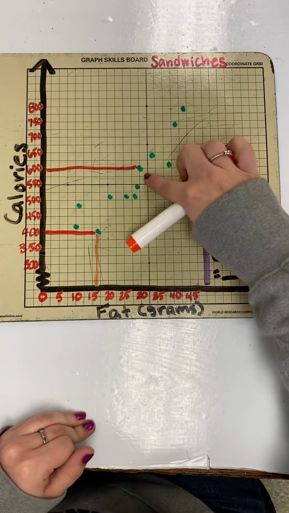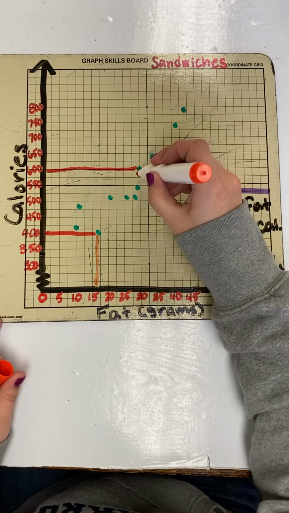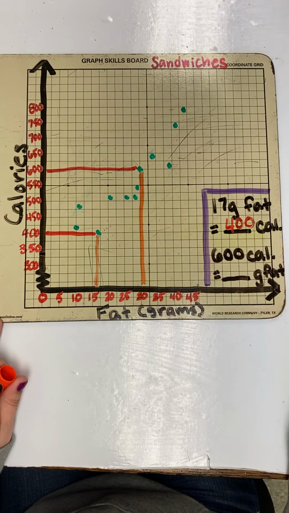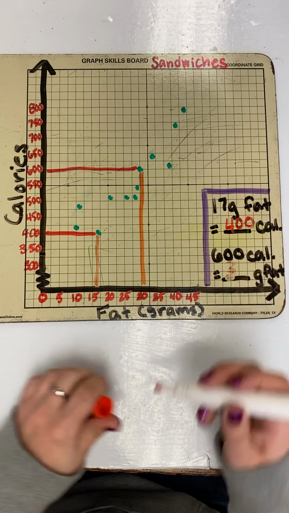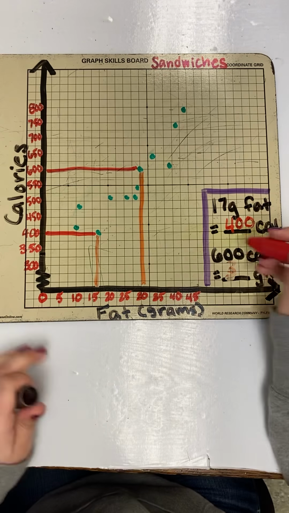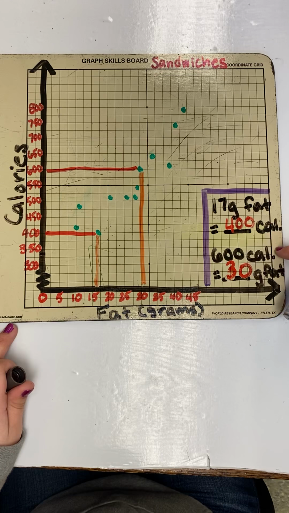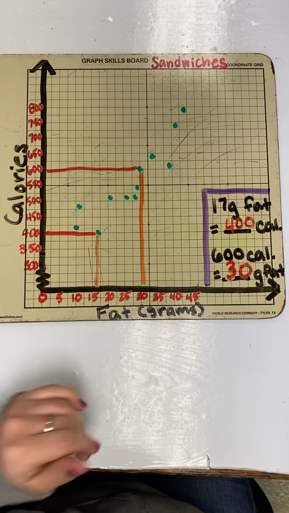I happen to hit this dot right here. But how many grams of fat does that dot have? Well, let's go to our other axis and figure it out. 30. So according to our scatter plot, a 600 calorie sandwich is equal to 30 grams of fat. We are just using this to compare relationships.